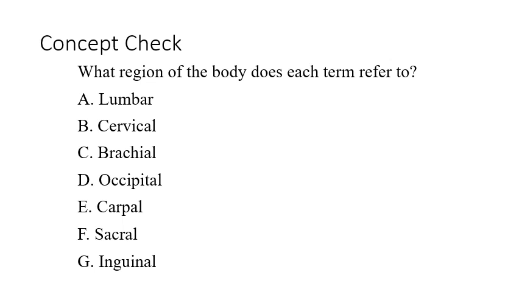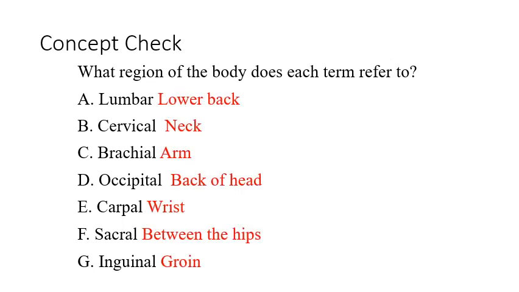Okay, and then just to review some of this terminology, what region of the body does each of these refer to? If I say lumbar, cervical, brachial, occipital, carpal, sacral, or inguinal, would you know what region of the body I'm talking about? So lumbar would be referring to lower back, cervical is neck, brachial is the arm, occipital is the back of the head or back of the skull, carpal is wrist, sacral is between the hips, and then inguinal is groin.